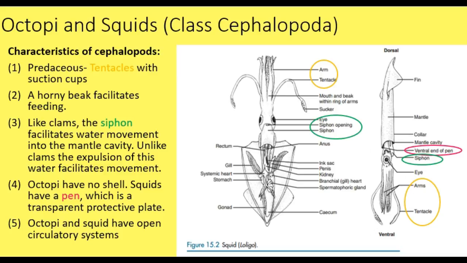They release an ink which deters predation. And they have an eye-like structure that allows for vision, but it's developed in a very different way than an eye with which you might be familiar.